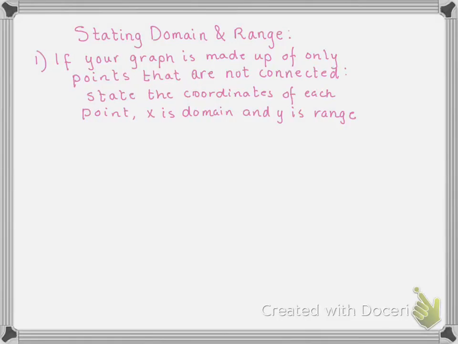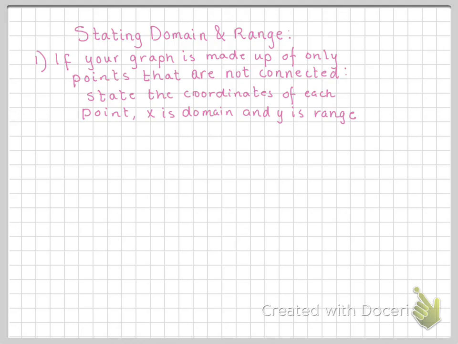Hi guys, so we're in 5.3, graphs of relations and functions, and the first thing that we're going to be doing is talking about stating domain and range. And there are two different ways that we need to do this depending upon what your graph is, okay? So if we have a graph that is made up of only points that are not connected, there is a specific way to state the domain and the range that's different from when you've got an actual line or some other curve in your graph. Okay, so for example, here is an example of what I'm talking about.